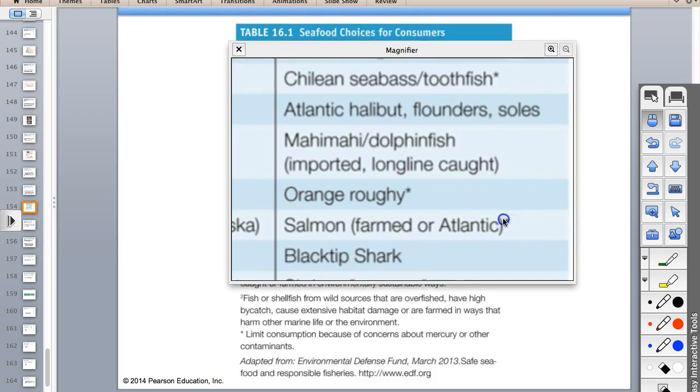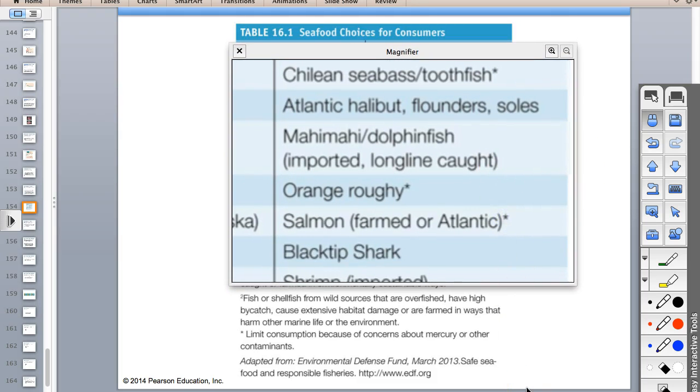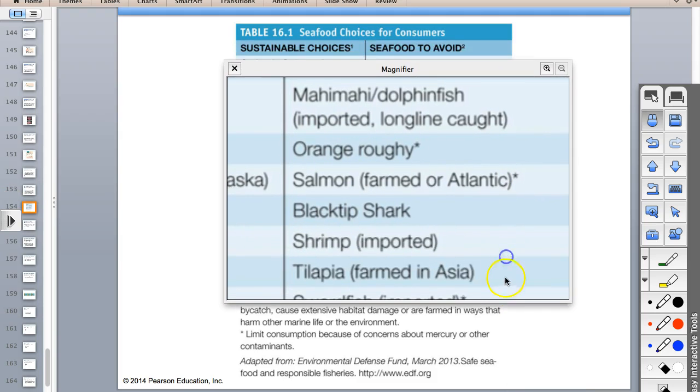Dolphin fish. Mahi-mahi is so good, though. Have y'all had mahi-mahi before? I love mahi. Okay, it's overfished. Orange roughy. Salmon farmed in the Atlantic. They're putting pens in the Atlantic, and what they do is they have a net. Let's pretend this is a salmon net, and everything outside of this room would be the Atlantic Ocean. And there's a net around us, and we're little fishies.